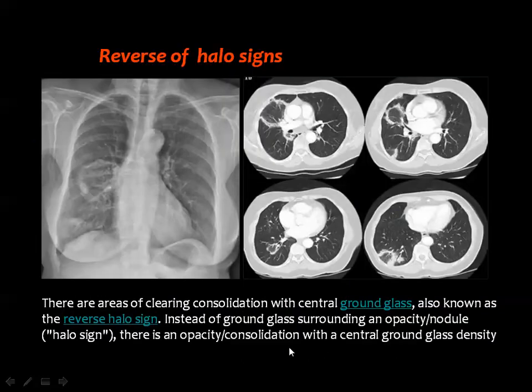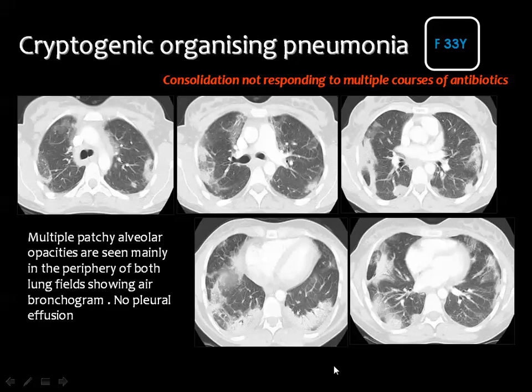Then, if you have a chest X-ray like this, you may feel that this is the reverse of halo sign, and you confirm the diagnosis by high-resolution CT, and you see the central part of the lesion showing ground glass, while the peripheral part of the lesion is more dense and more thick. Then you may think of a cryptogenic organizing pneumonia if you see this finding. One of the very important suggestive findings is the loss of response to multiple courses of antibiotics.